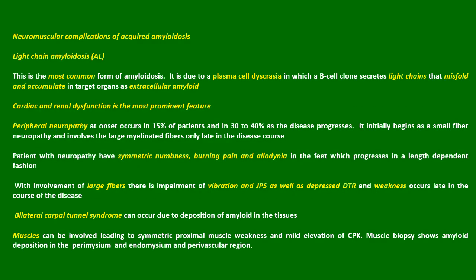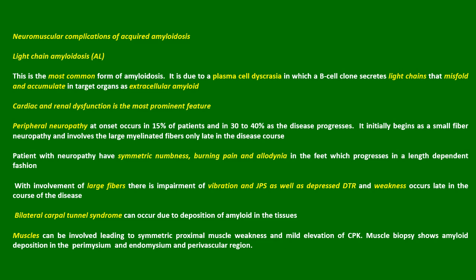Neuromuscular complications of acquired amyloidosis. Light chain amyloidosis, or AL. This is the most common form. It is due to a plasma cell dyscrasia in which a B cell clone secretes light chains that misfold and accumulate in target organs as extracellular amyloid. Cardiac and renal dysfunction is the most prominent feature.